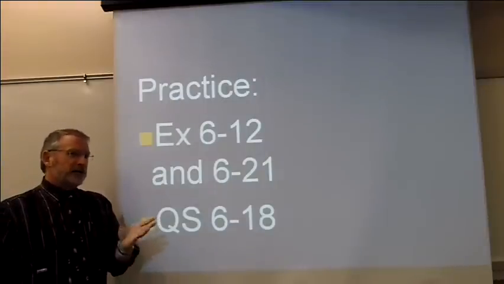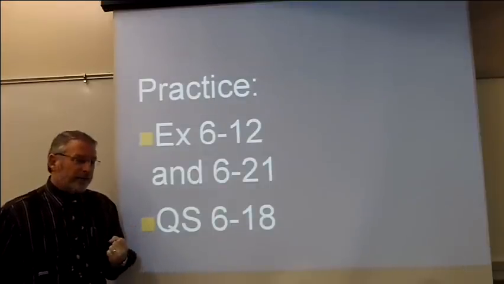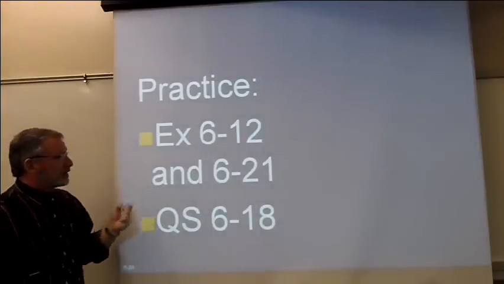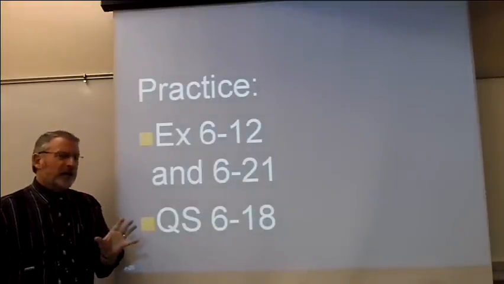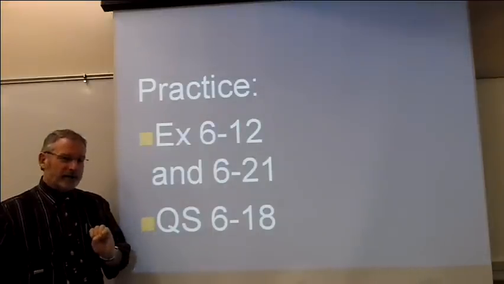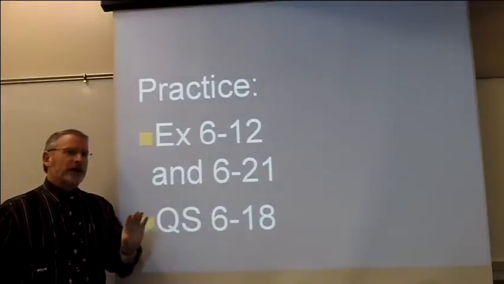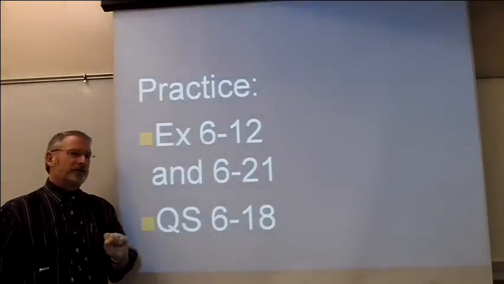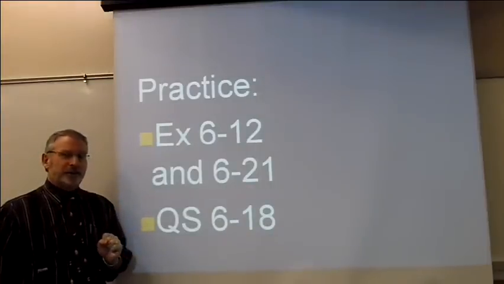This takes a while to get your head around, get used to the names of the accounts and what they're all about. So I'd encourage you to take a look at exercise 612 and 621 and QS 618. These focus on what the actual transactions are in a periodic system, as well as calculating that little more complicated cost of goods sold calculation that happens for companies that use the periodic system.